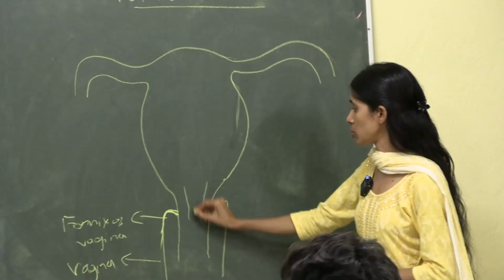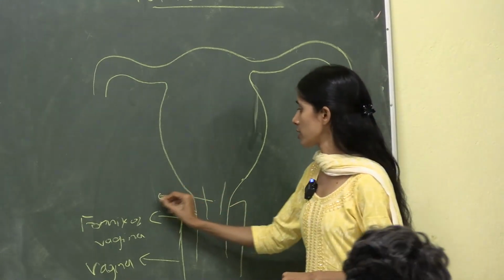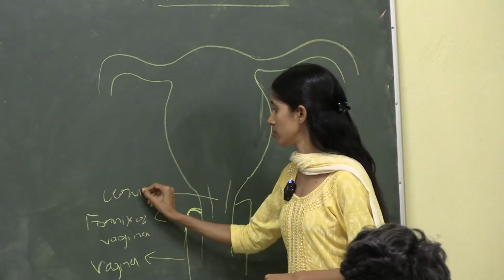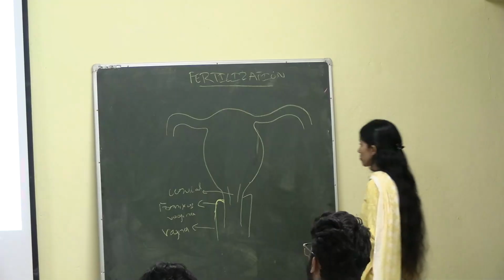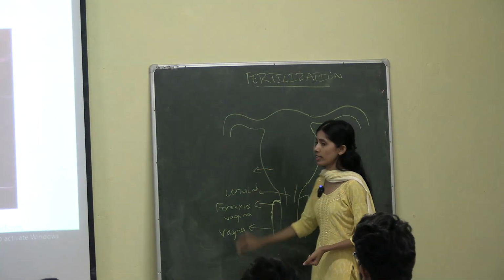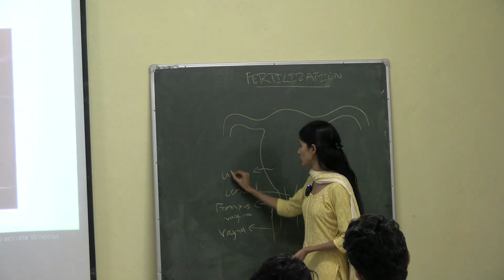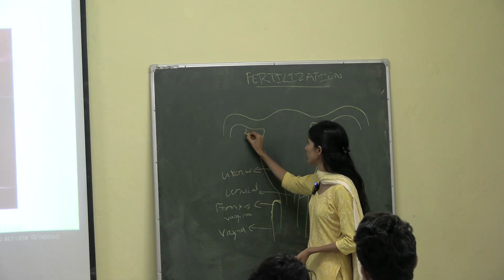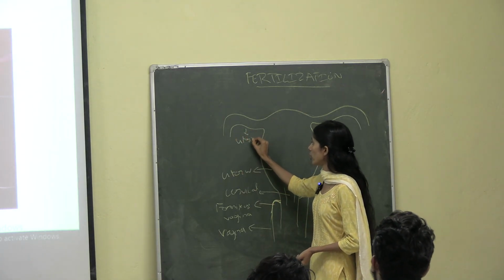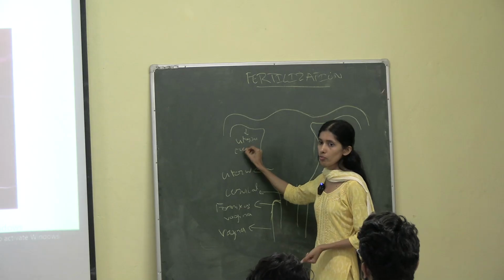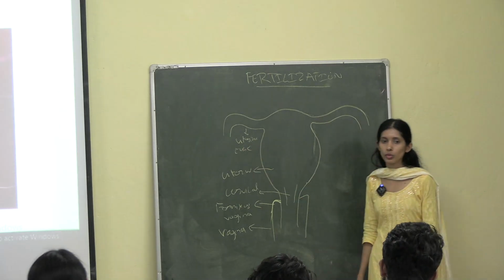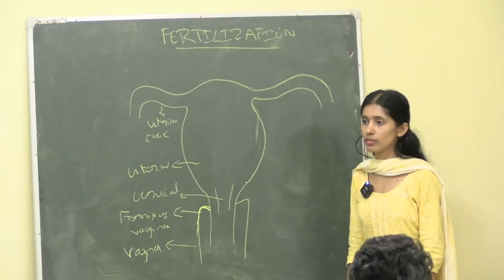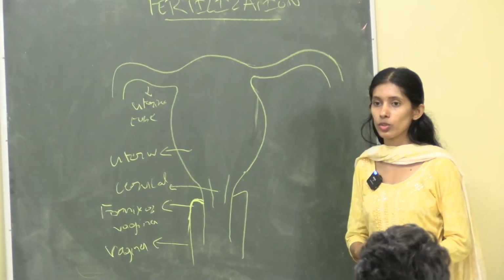Okay. Then this part what you are seeing is the cervical canal. Cervical. Okay. And this part is called as the uterus, followed by fallopian tube or uterine tube. Okay. So what are the parts of uterine tube? How many parts are there? 3 parts. What are those?